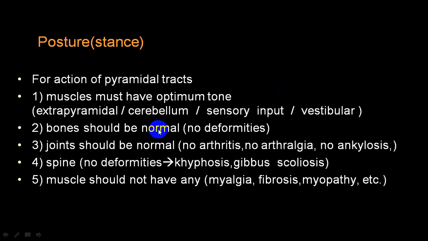Bone should be normal. There should not be any deformity, because with deformity the person will find difficulty in maintenance of posture as well as equilibrium. Joints should be normal, because even if a person has arthritis or arthralgia or ankylosis, then again the posture and equilibrium will be disturbed. There should not be any spine deformity like kyphosis, gibbus, scoliosis, because that will also disturb the posture and maintenance of equilibrium. Muscle should not have any myalgia, fibrosis or myopathy, because for maintenance of posture and equilibrium you require a normal group of muscles.